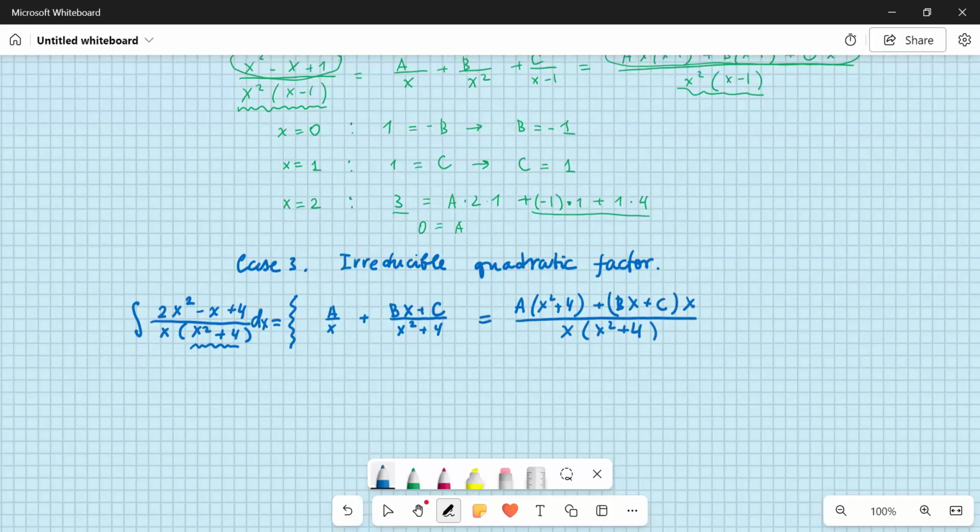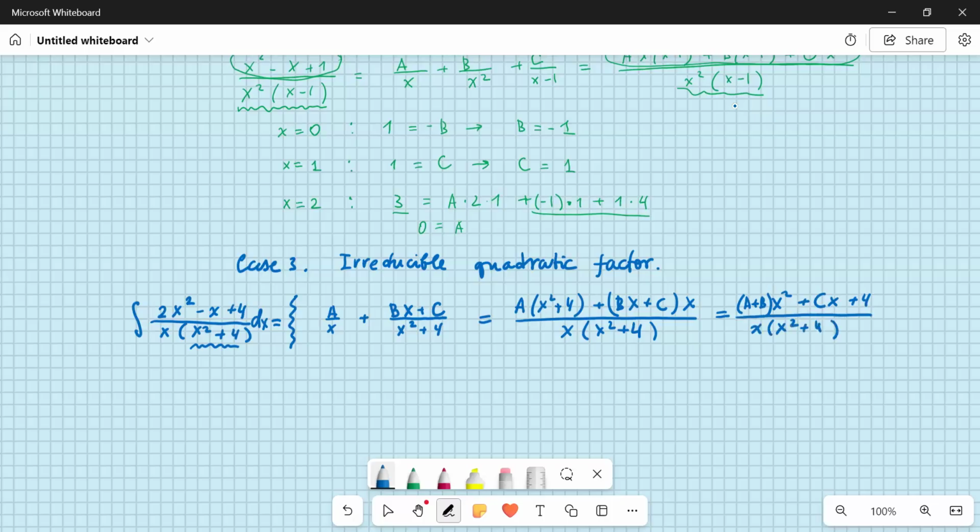What are we going to have here after we open all the parentheses? A x squared, and we are going to have b x squared. So I'm going to write down a plus b in front of x squared. Then the first power of x is going to be only cx. And a multiplied by 4 is going to give me the third term.